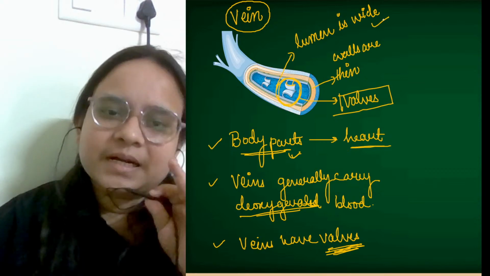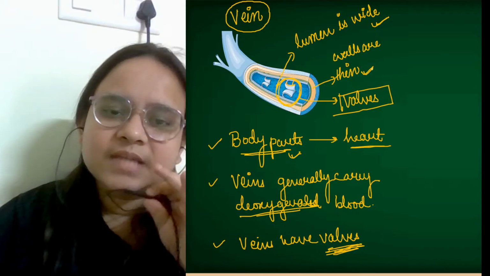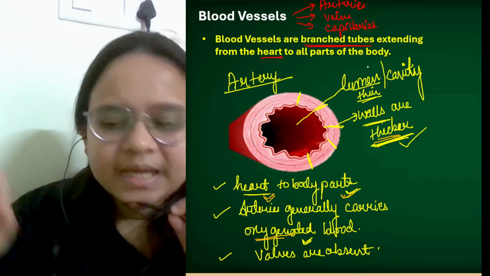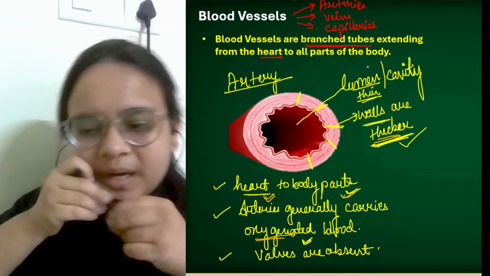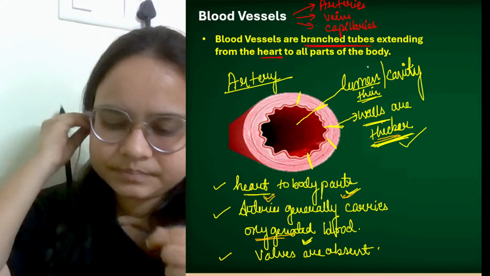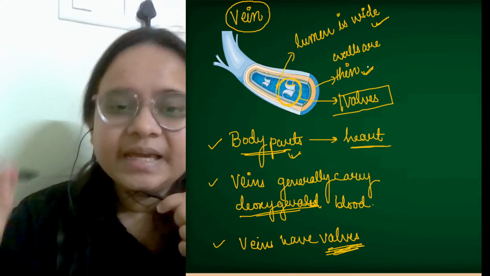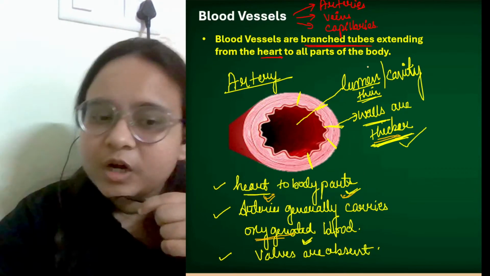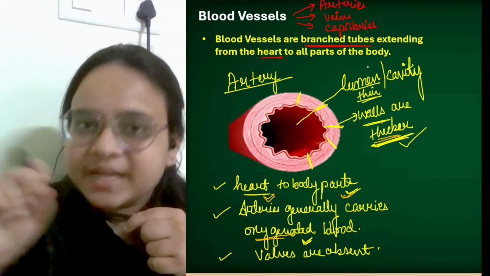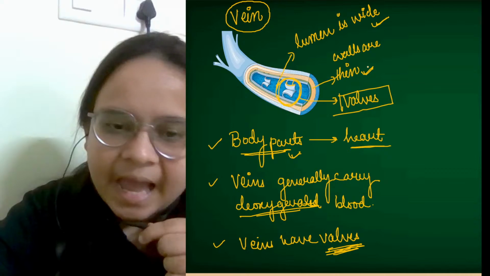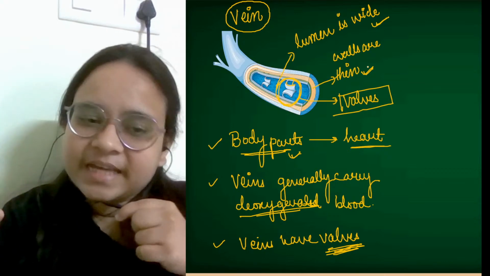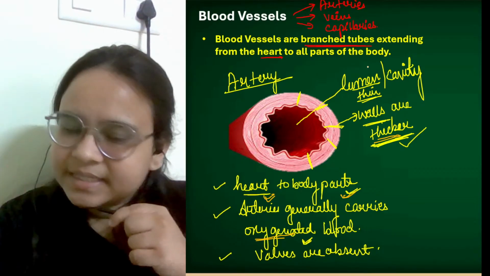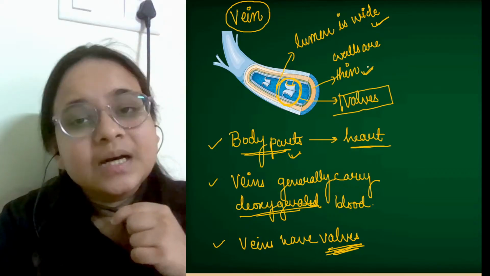The fifth point was that the lumen is wide. Why? Because the walls are thin. So just opposite. Let's revise a little bit. Artery carries blood from heart to body parts, whereas veins carry blood from body parts to heart. Just opposite. Next, arteries carry what kind of blood? Oxygenated blood generally, but there is an exception also. And in case of veins, they generally carry deoxygenated blood. Now let's come to valves. Valves are not present inside the artery, whereas they are present inside the veins.